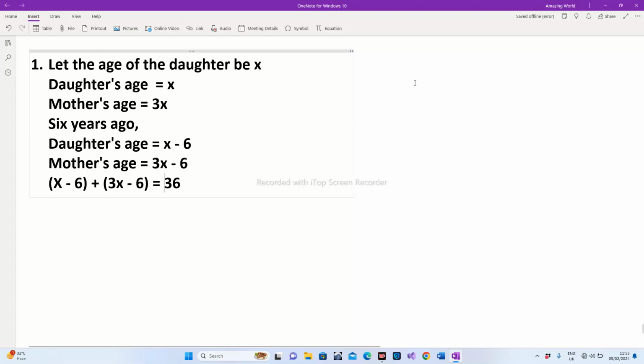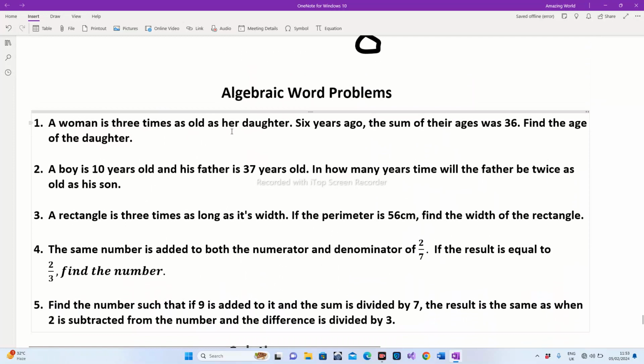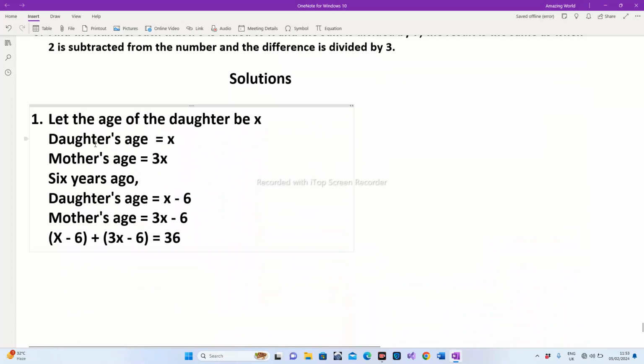So I'll run through that again. Here in this exercise, we've been asked to find that the woman is 3 times as old as her daughter. 6 years ago, the sum of their ages was 36. Find the age of the daughter. And we have put this into a mathematical word problem, and we said let the daughter's age be x. Then if the mother is 3 times as old as the daughter, she is 3 times x, which is the age of the daughter. Now 6 years ago, the daughter will be x minus 6 years old, just like I explained earlier. If I was 10 years old today, 6 years ago I will be 10 minus 6 years old. I hope that is very well explainable.